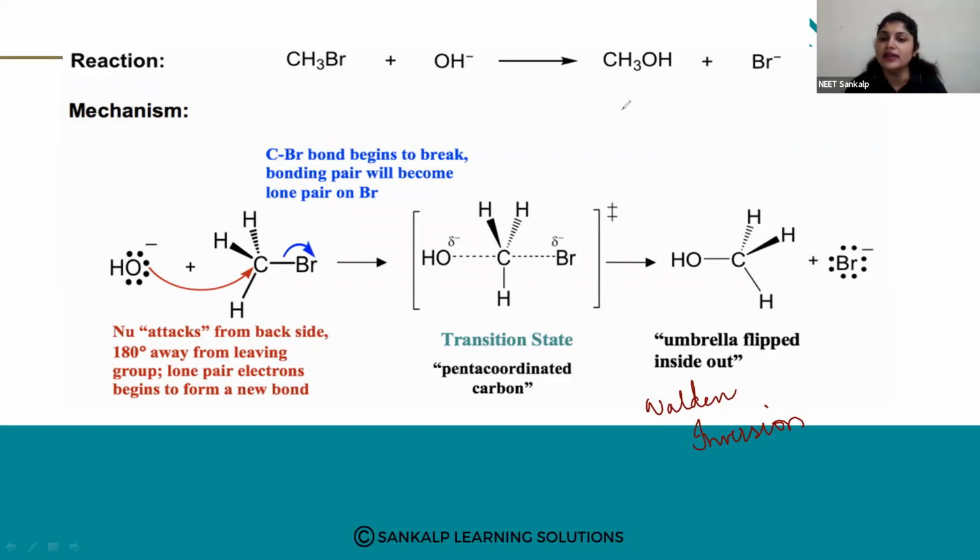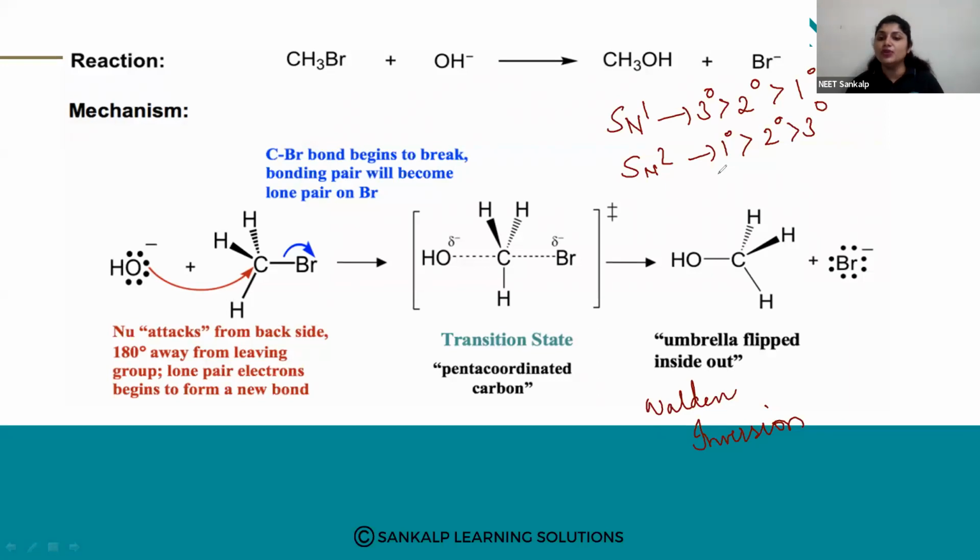When we are talking about the SN1 reaction, what is the stability? Tertiary carbocations are more stable than secondary and then primary. In the SN2 mechanism, primary is more stable, then secondary and then tertiary. In SN2 mechanism, they have taken primary alkyl halides, and attack and breaking of bond take place simultaneously, so both go hand in hand. Here this is a primary alkyl halide because carbon is attached to hydrogen, not carbon.